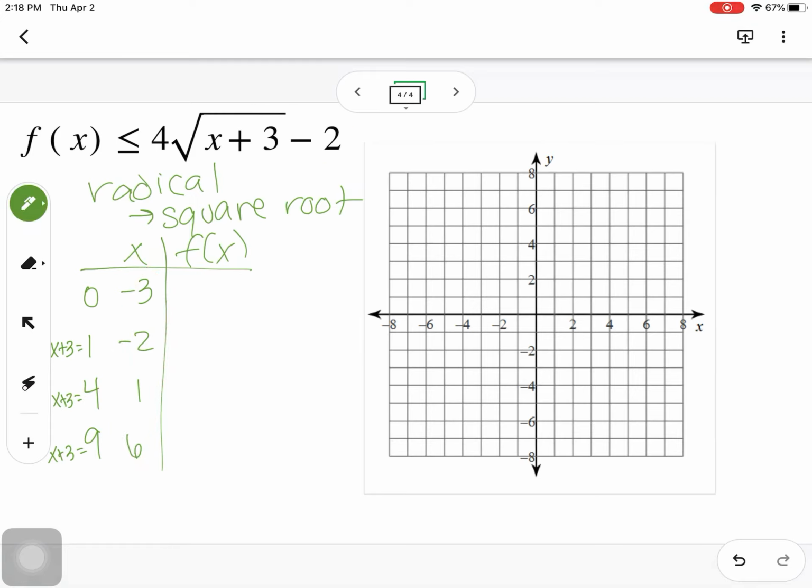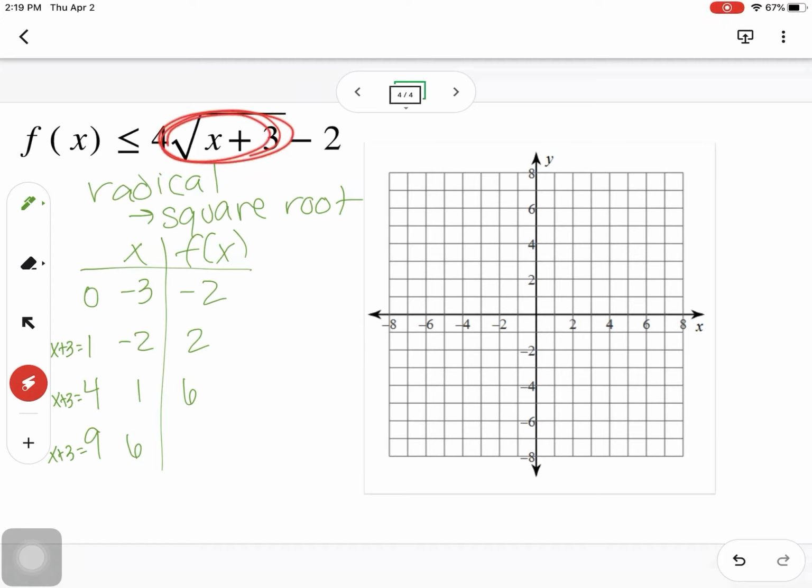Actually evaluating these numbers in this function, -3 plus 3 is 0, so that's squared is 0, times 4, which is 0, so this is just -2. -2 plus 3, if I'm plugging this in, is 1. Square root of 1 is 1, so this is really 4 minus 2, or 2. Plugging in 1, 1 plus 3 is 4. The square root of 4 is 2, so this is 4 times 2, or 8. Minus 2 is 6. And then when you plug in 6, 6 plus 3 is 9.